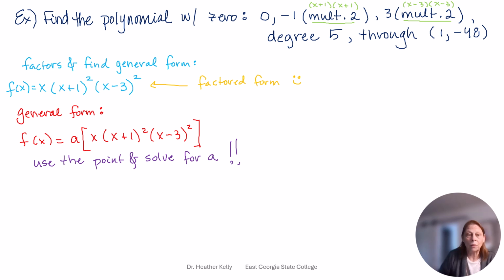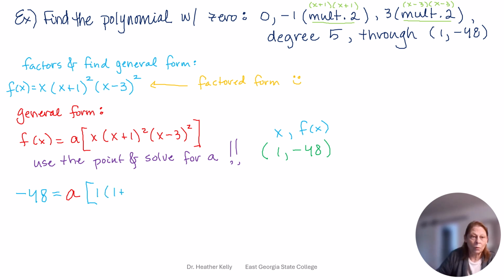Okay, and so here was our point. It was 1 and negative 48. Remember that points are x and f of x. Okay, so I can say negative 48 is equal to a times, and then I'm going to plug in for my x: 1 times (1 plus 1) squared times (1 minus 3) squared.